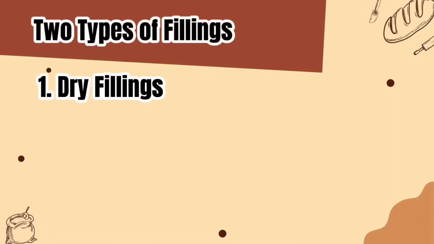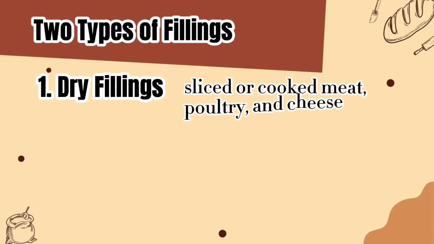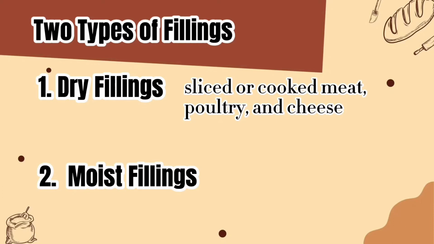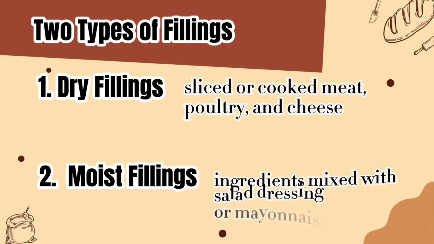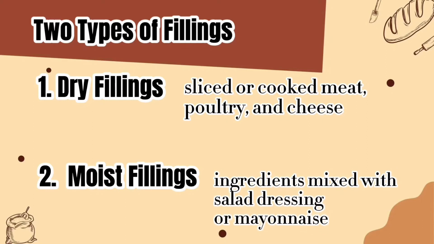Number 1 is the dry fillings. This refers to ingredients such as sliced or cooked meat, poultry, and cheese. Number 2, moist fillings. This refers to ingredients mixed with salad dressing or mayonnaise.